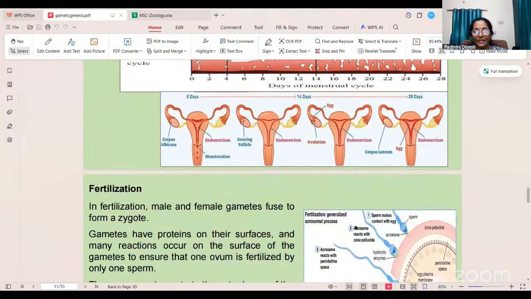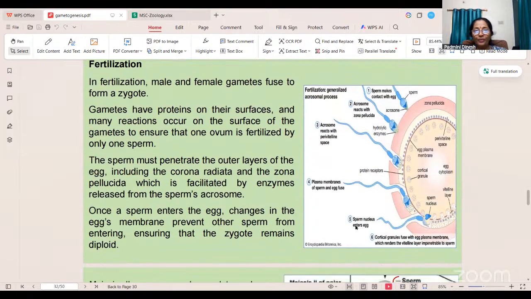The zygote is going to get developed over there. So when you're talking about fertilization, as I told over there, the sperm comes over here. You have the zona pellucida and the zona radiata. The acrosome gets attached to the zona pellucida layer, and the hydrolytic enzymes that are present in the Golgi complex are going to digest the zona pellucida.